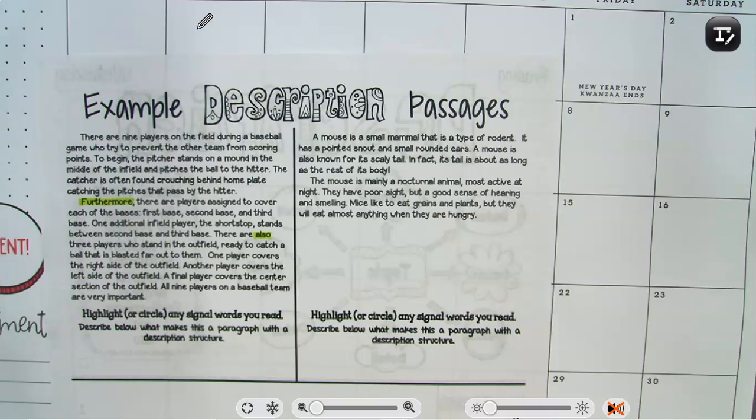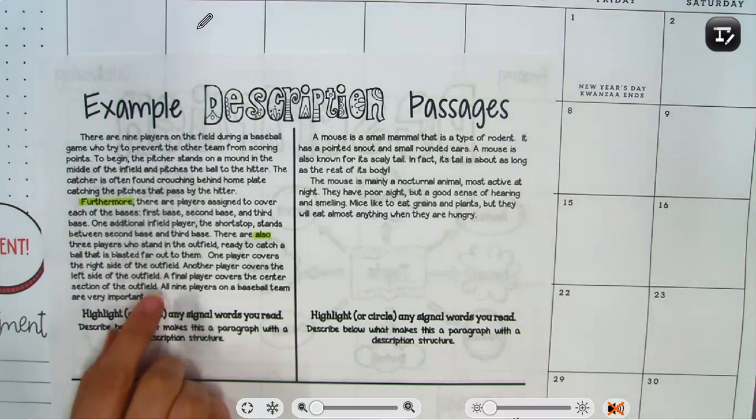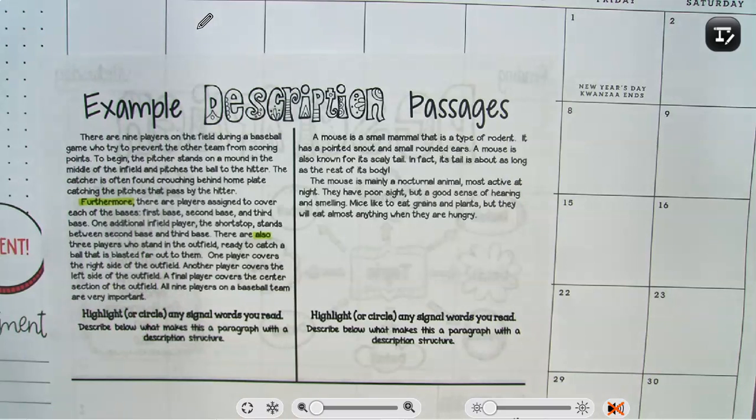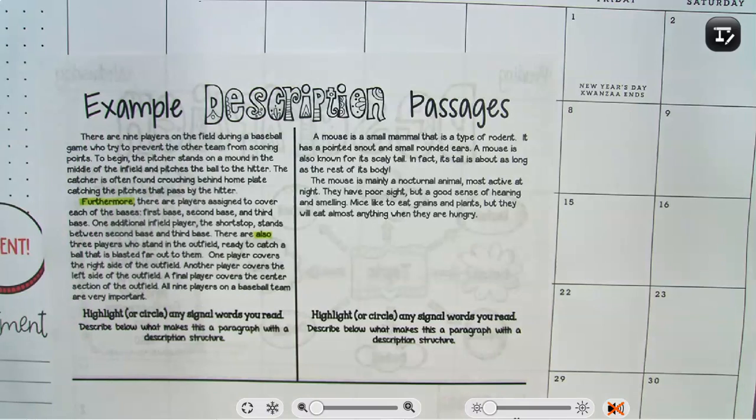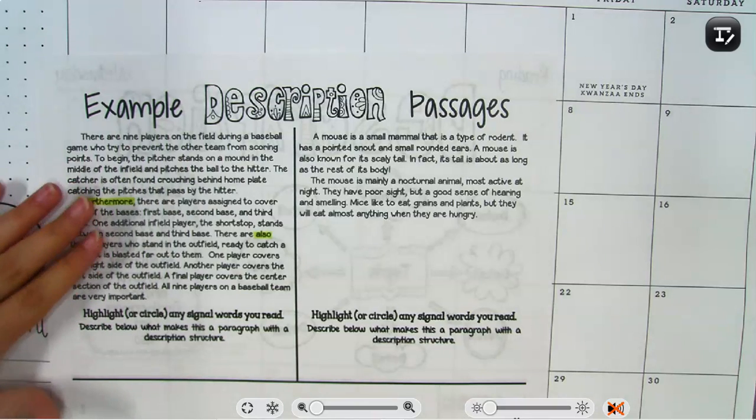Now that we highlighted or circled the signal words that we were able to find, it wants us to describe what makes this a passage with a description structure. So first off, let's think about what the passage is about. What is the topic? Okay, so what is the topic of the passage? I want you to think about that.